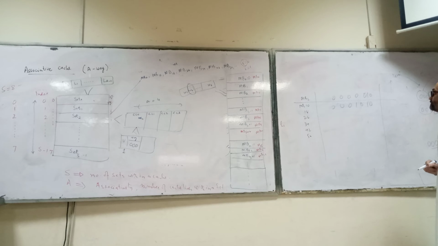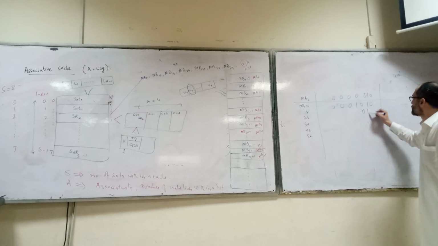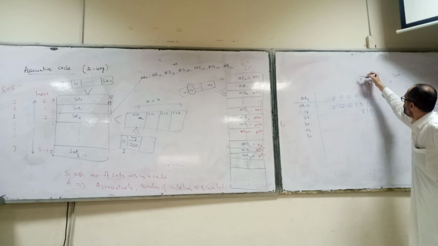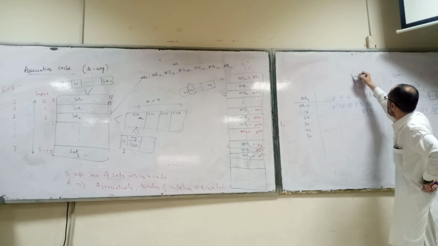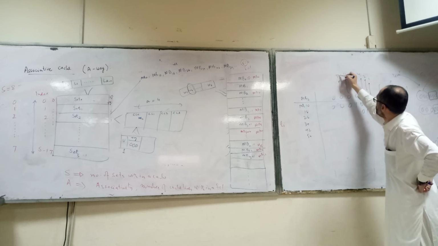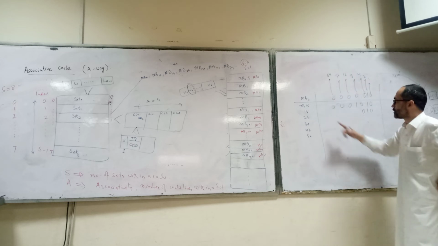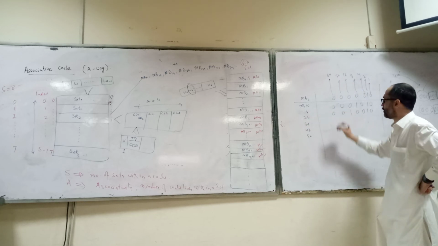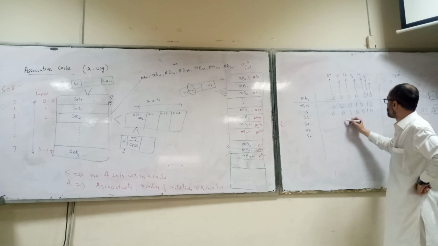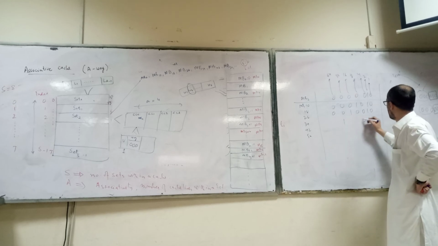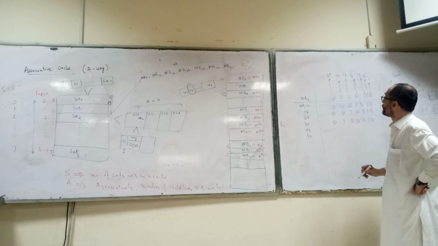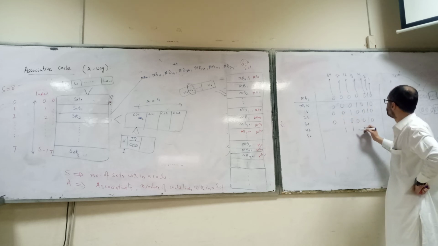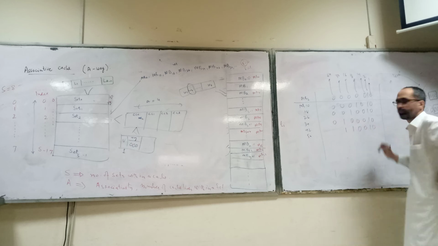What is the binary of 18? The powers are 1, 2, 4, 8, 16, 32, 64. What is 18? 16 plus 2. What is 34? 32 plus 2. What is 42? 32 plus 8 plus 2.